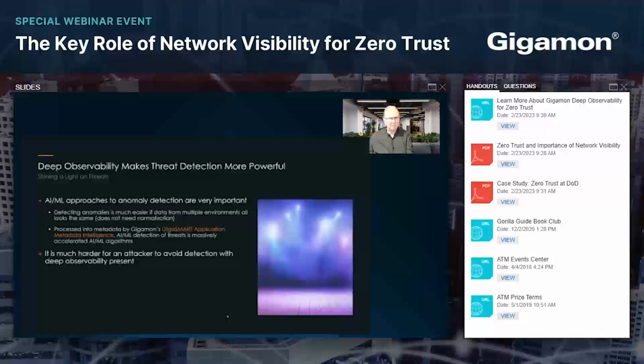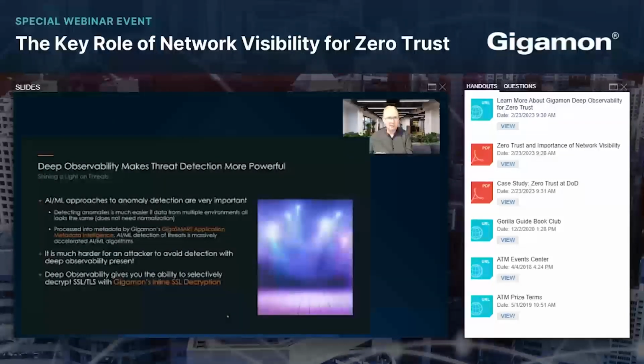As I said before, it's much harder for an attacker to avoid detection with deep observability. They are generating network traffic to access the workload that they've compromised. Even an insider threat is doing something that is generating network traffic to progress what they're maliciously planning to do. They will be seen.